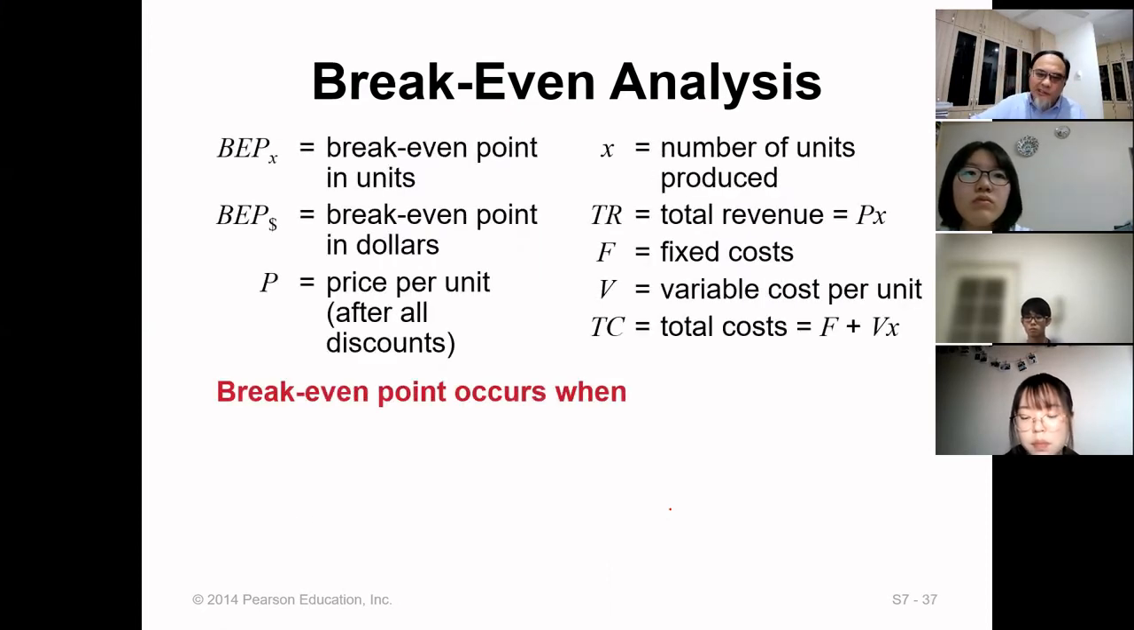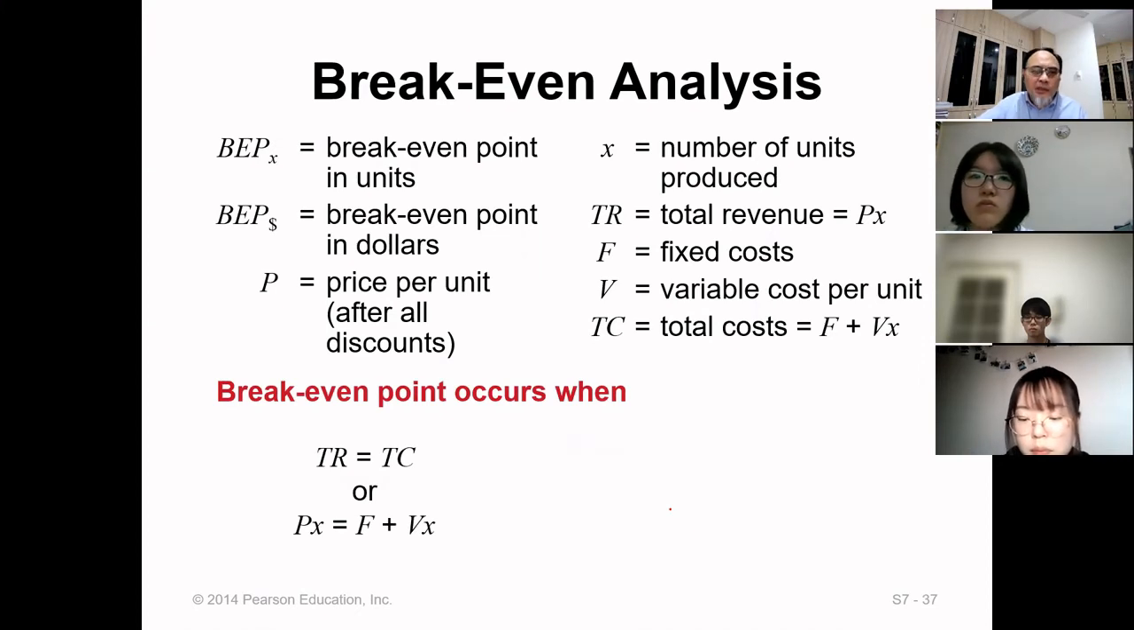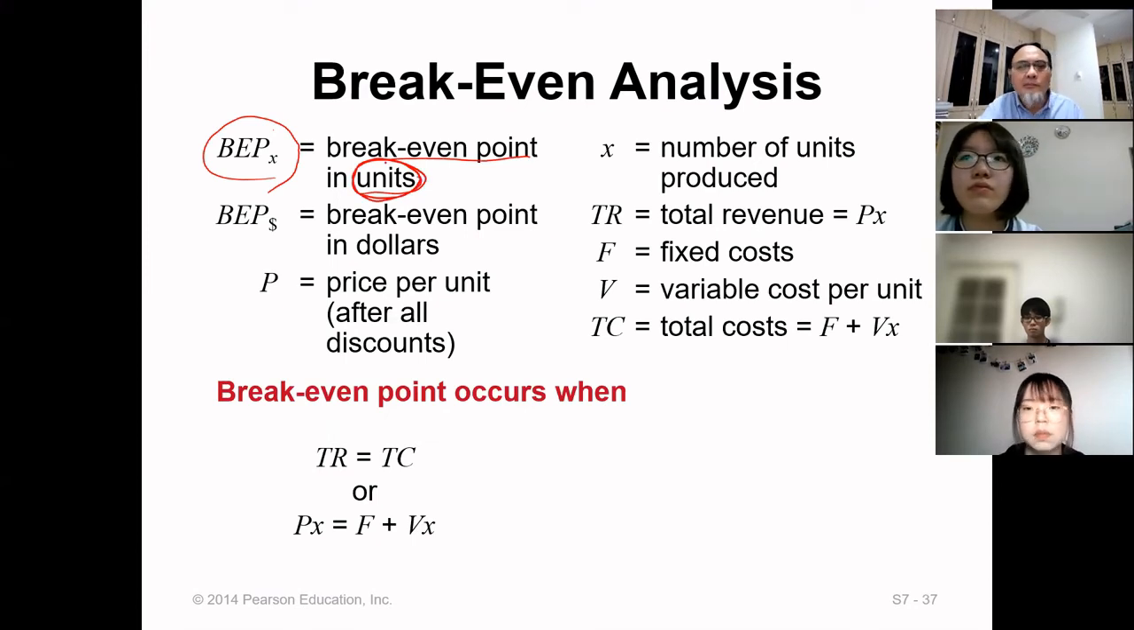So this is the tricky part. It's just names, don't worry about this. This is BEP, break even point in units, the number of products. And break even point in dollars.